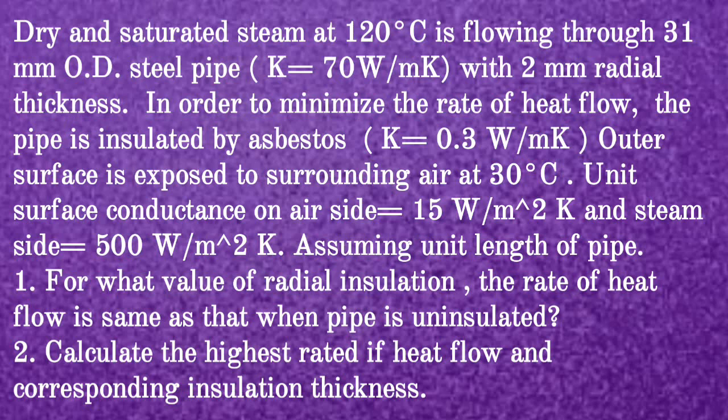The surface conductance on air side is equal to 15 Watt per meter square Kelvin and steam side is equal to 500 Watt per meter square Kelvin. Assuming unit length of pipe. First question: for what value of radial insulation the rate of heat flow is same as that when the pipe is uninsulated? Second question: calculate the highest rate of heat flow and corresponding insulation thickness.